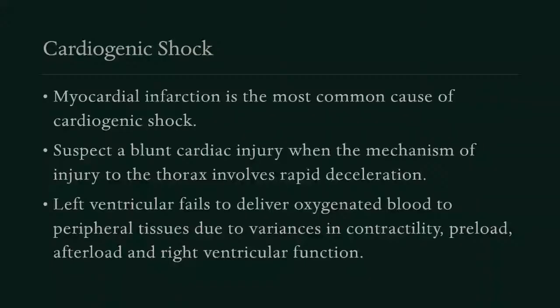And then the left ventricle fails to deliver the oxygenated blood. So you have that blood in your left ventricle, but it's not actually contracting and delivering that oxygenated blood to the peripheral tissues, due to variances in contractility, preload, afterload, and right ventricular function. So you have oxygenated blood, and that is your preload, and then it gets to the heart, so the heart can contract and push all that oxygenated blood after it reaches the lungs to your peripherals. But when you have a myocardial infarction, the heart is not doing that. So you're not allowing oxygenated blood to reach the peripherals.